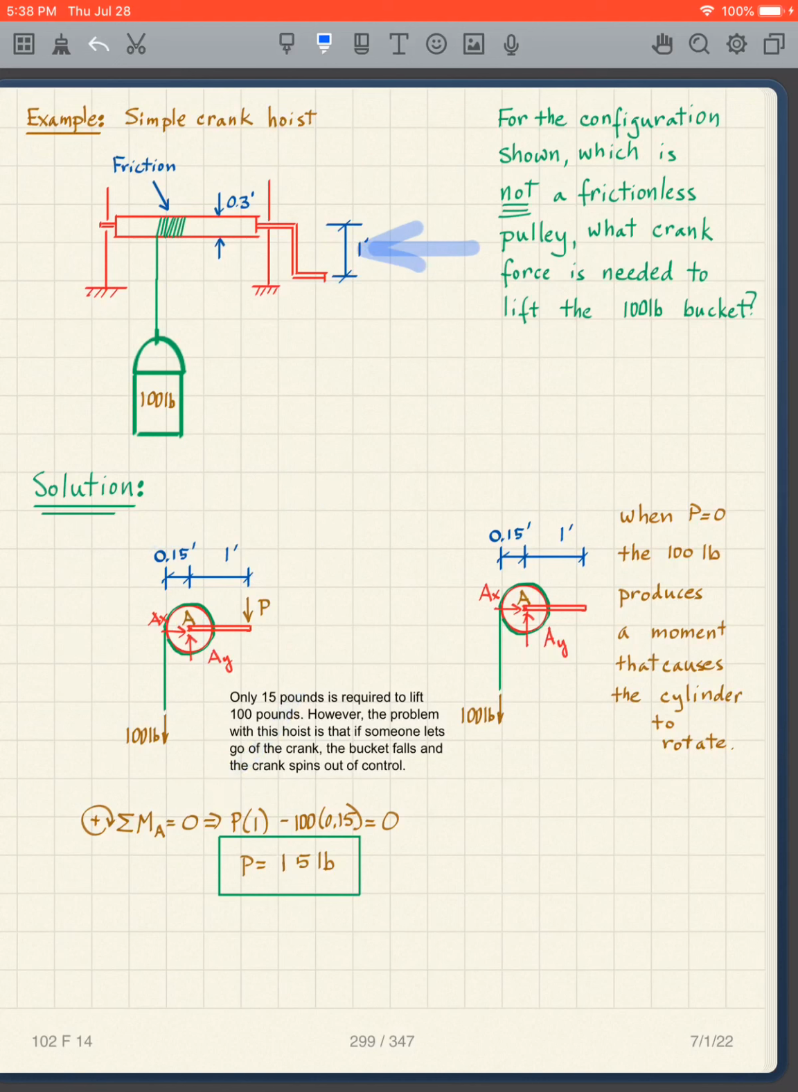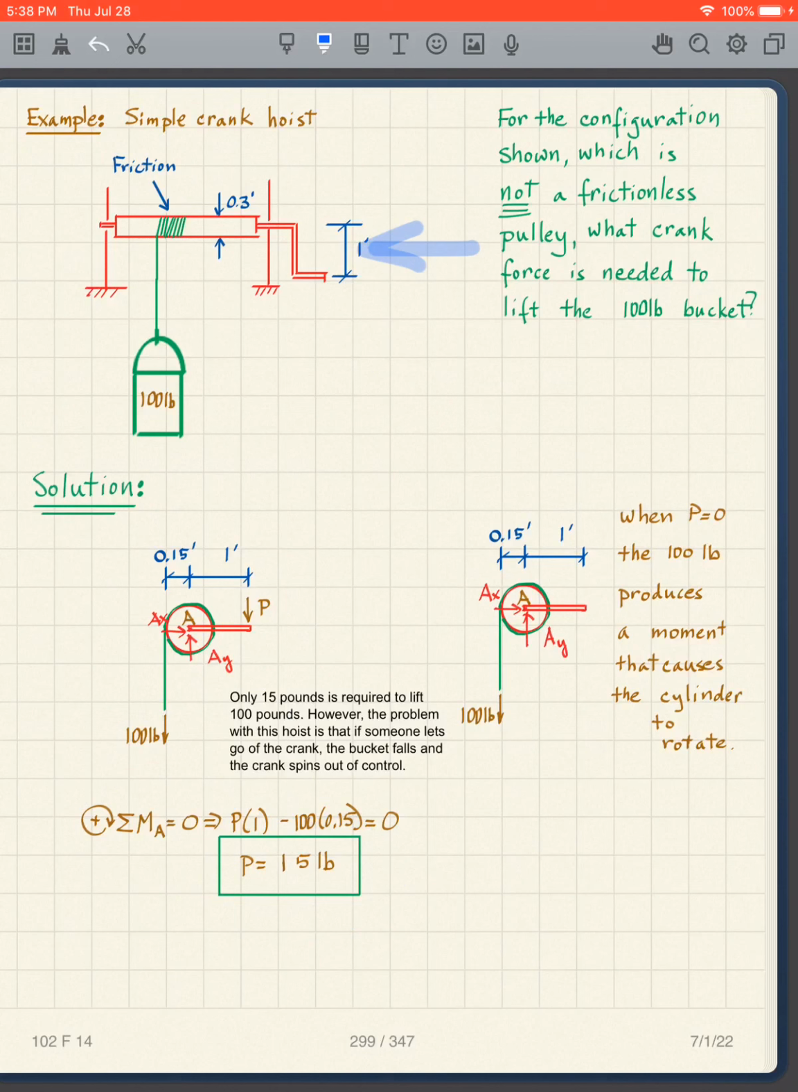So I'm looking in that direction, and my 100 pounds is going downward, and I simply take moments about point A here. So I take moments about A equaling 0, so I have the P times the 1 for that, clockwise positive, minus 100 times 0.15, and what do I get? I get P is equal to 15 pounds. So in order to lift this 100 pounds, given this configuration, I only need to crank it with 15 pounds, and I'll be able to lift that 100 pounds.